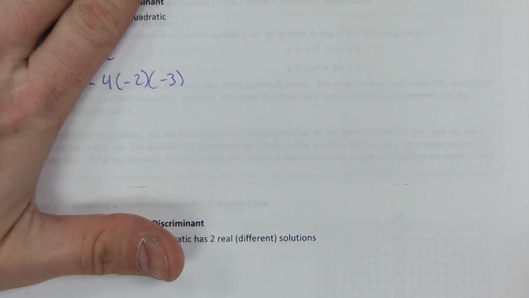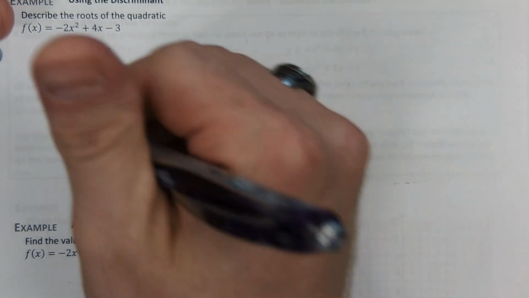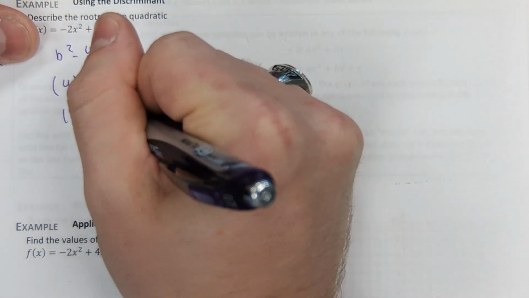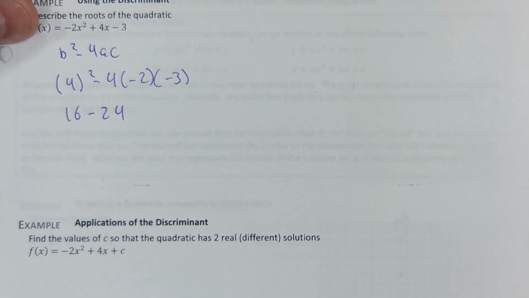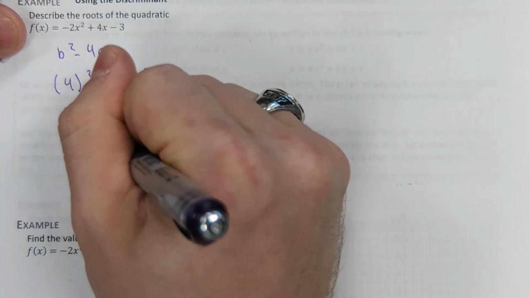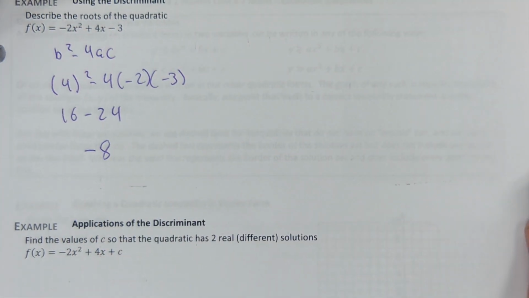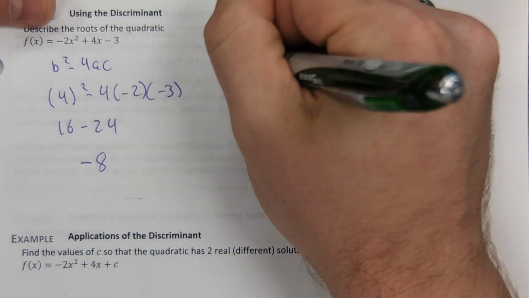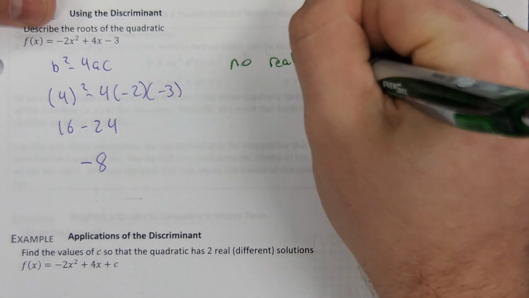Watch out. That's the product of 3 negative numbers. It's going to give you a negative result. 4 times 2 is 8, and 8 times 3 is 24, so that's negative 24. This gives me 16 minus 24. My discriminant is negative 8. Because my discriminant is negative, what do I know about my solutions? They are two complex conjugate solutions. So this is no real solutions.